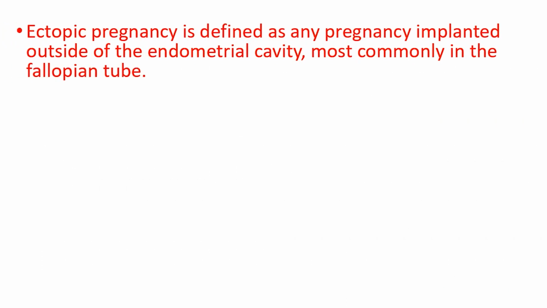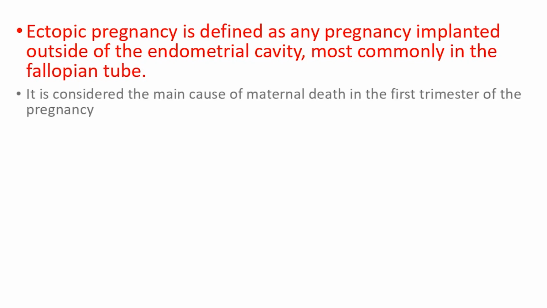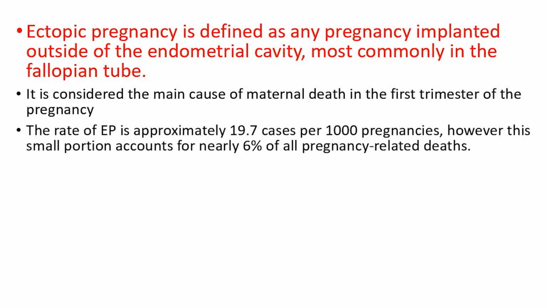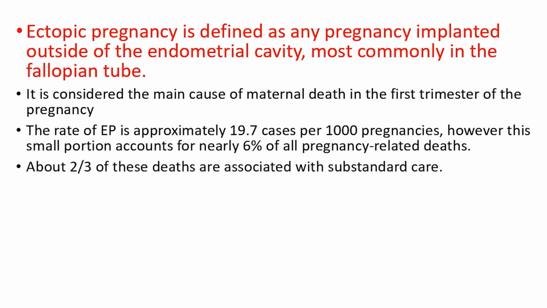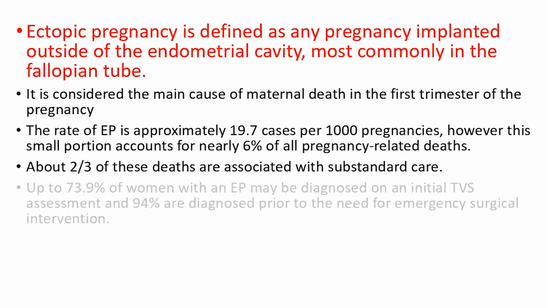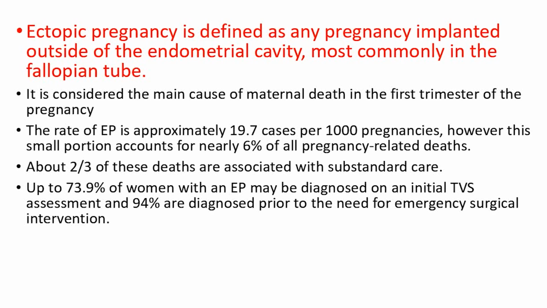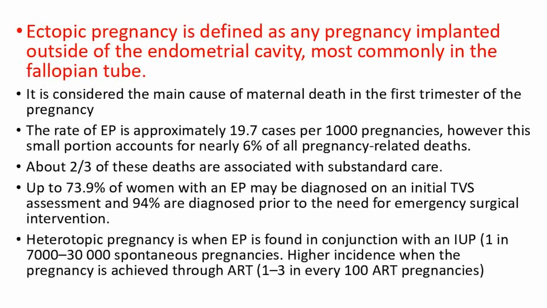Ectopic pregnancy. Ectopic pregnancy is defined as the implantation of the fertilized ovum outside the normal uterine cavity. In more than 90% of cases, implantation occurs within the fallopian tube. It is considered the main cause of maternal death in the first trimester of pregnancy because the extrauterine structures are not designed to support fetal growth. Ectopic pregnancy poses a serious risk to maternal health if not diagnosed and managed early.